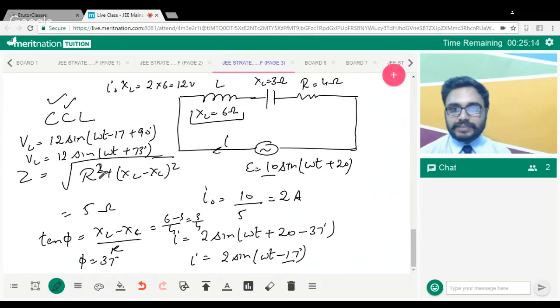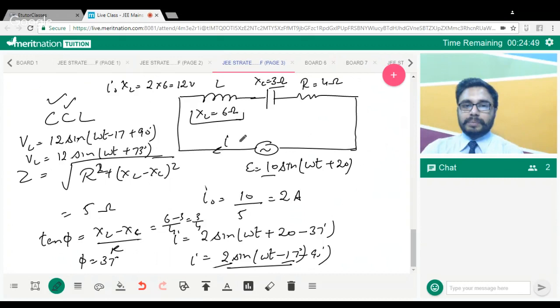Whereas in case of a capacitor, the potential across the capacitor will be what? In a capacitor, current is leading, so the potential will be 90 degree less than current. This is the current, minus 90 degree will be the potential across the capacitor. And the maximum potential of the capacitor will be 2 into 3, that is 6 volt.